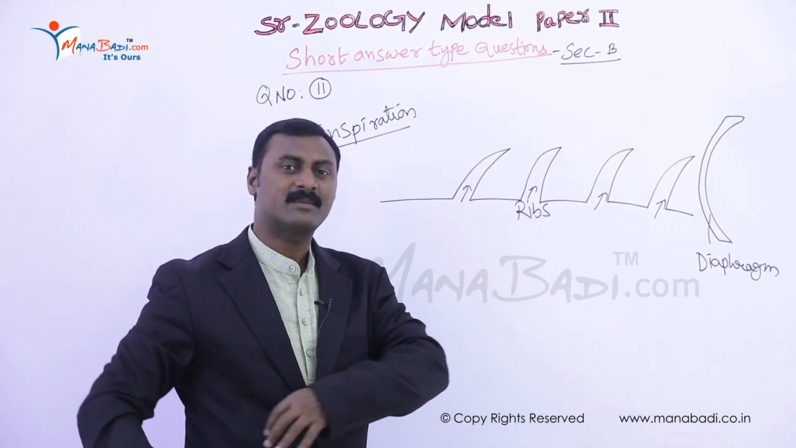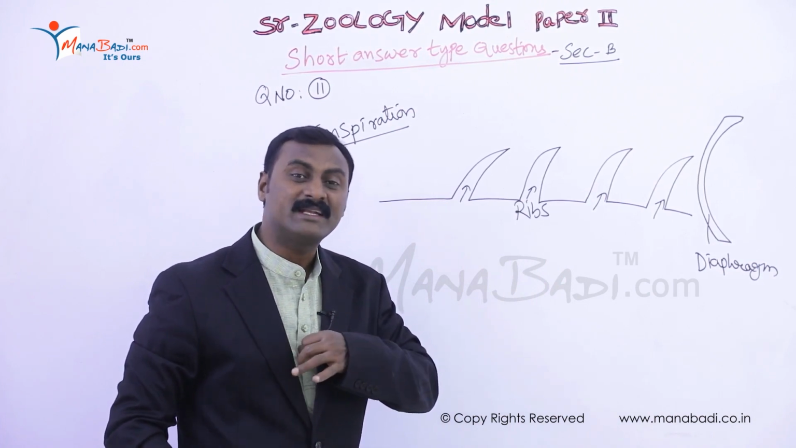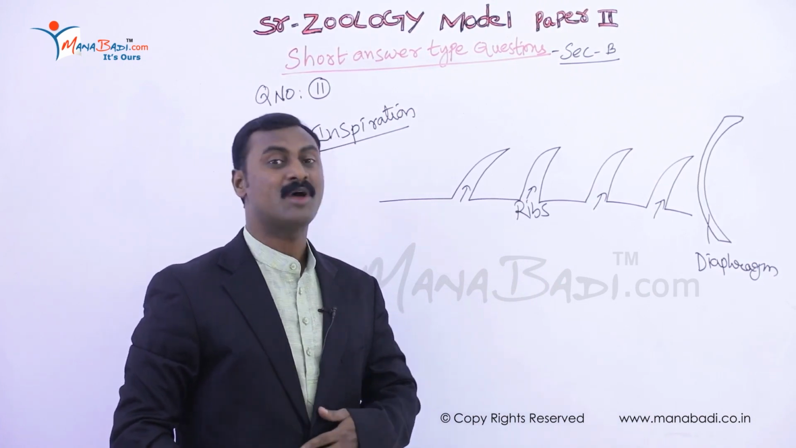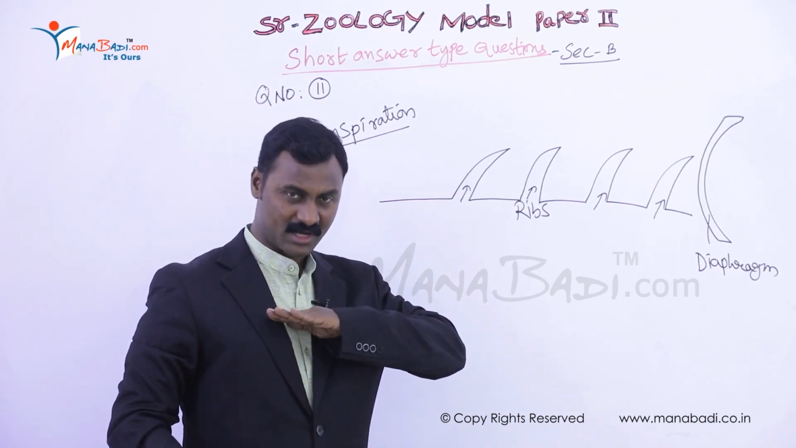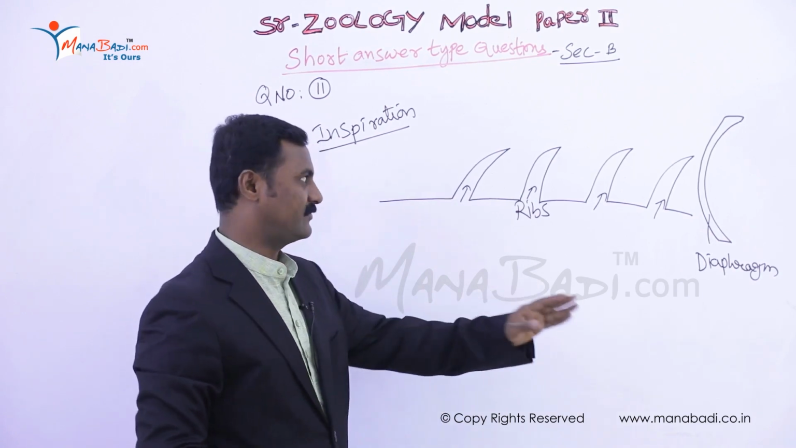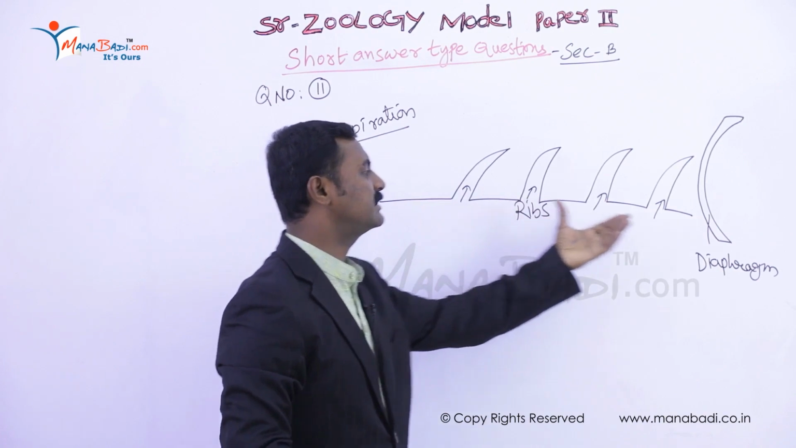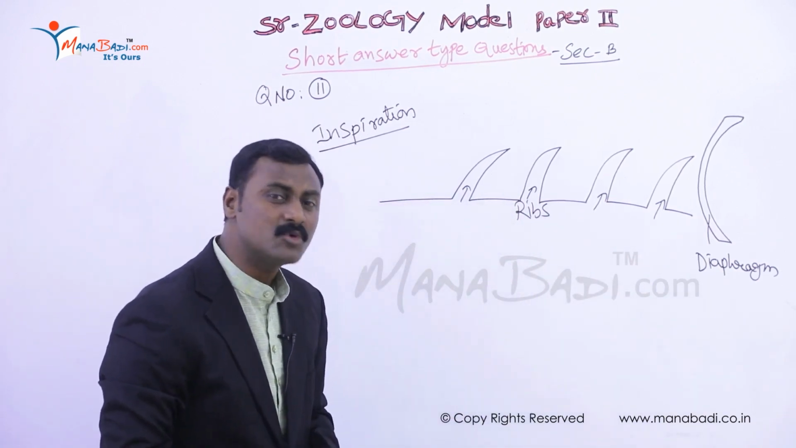The diaphragm is a dome-shaped muscular structure which separates the thoracic cavity and the abdominal cavity. The upper thoracic region and the lower abdominal region are separated by the diaphragm. So ribs and diaphragm are very important, especially in respiratory movements.